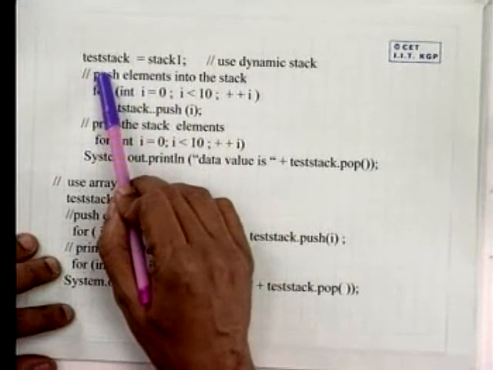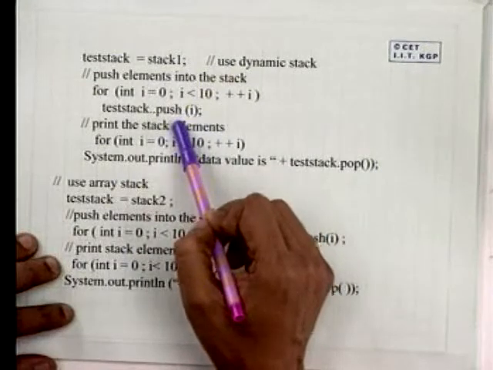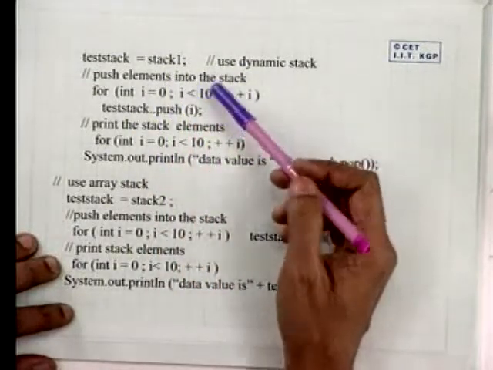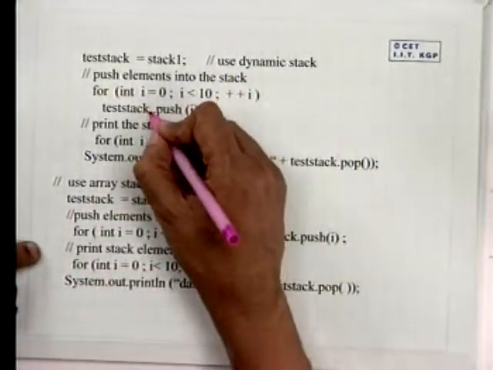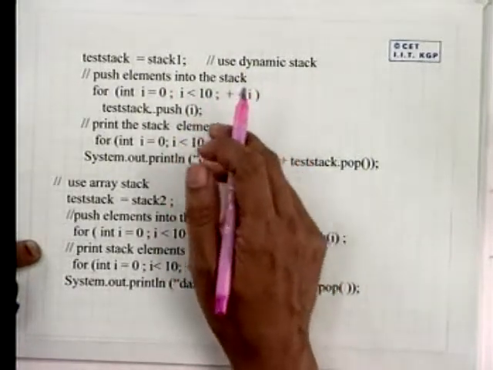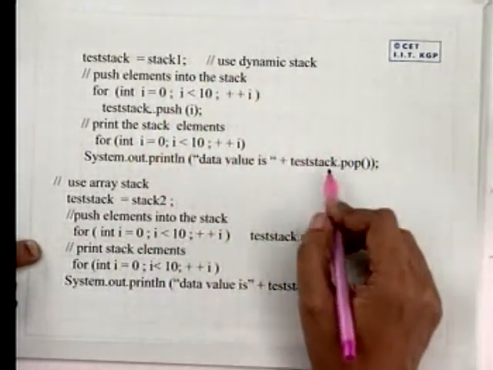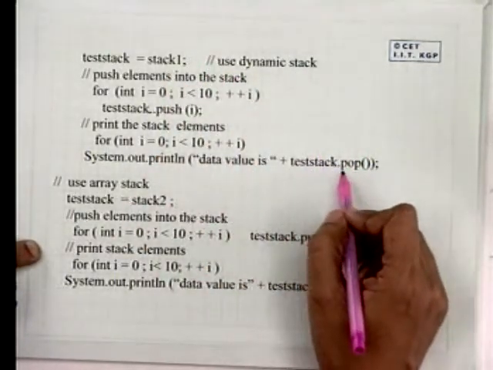And let's say we use the first one. What we do: stack one equal to test stack. So using dynamic stack, we push elements into the stack. First of all, for each of the 10 elements, we push i per operations and print the stack elements. We go on pushing and then pop the elements using test stack dot pop.